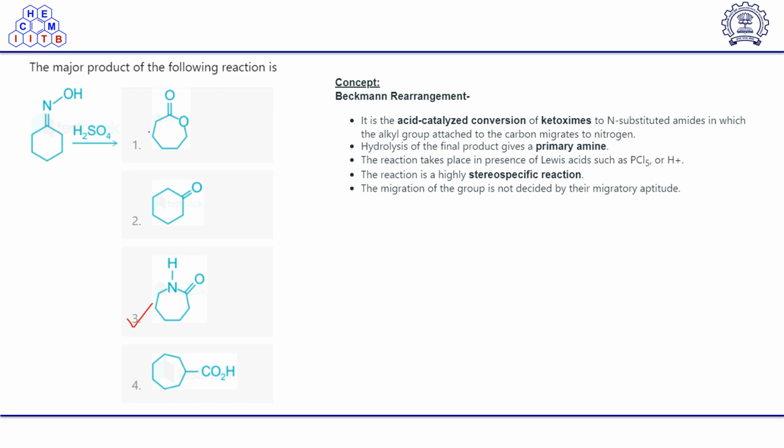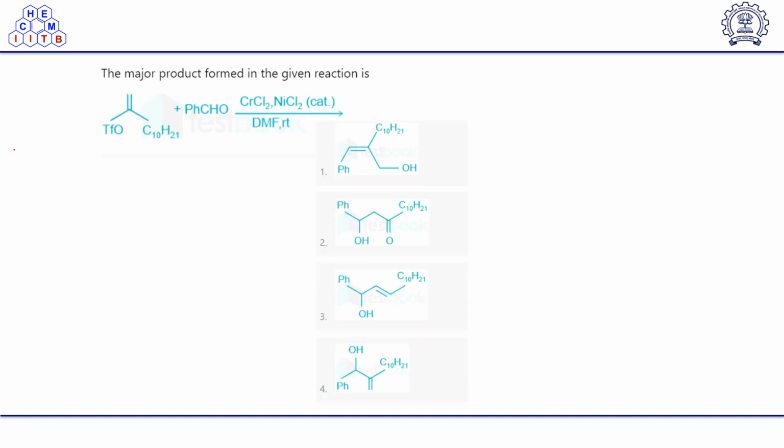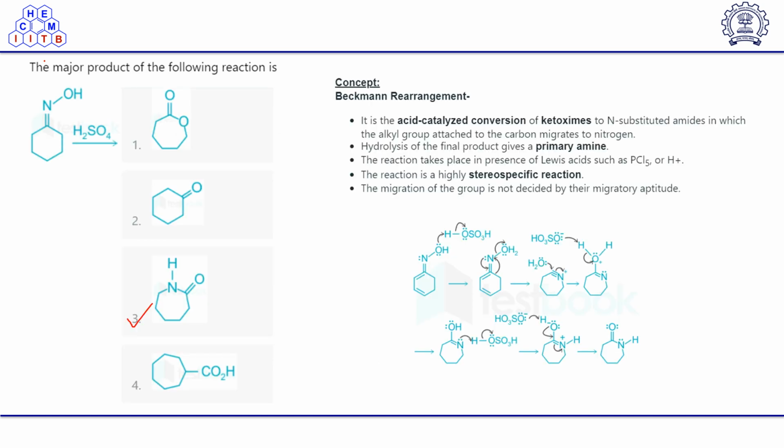So this acid catalyzed rearrangement of ketoximes to N-substituted amides, in which the alkyl group attached to the carbon migrates to the nitrogen, and the reaction takes place in the presence of Lewis acids such as PCl5 or H+. The reaction is highly stereospecific, and the migration of the group is not decided by their migratory aptitude. So this is the mechanism of that reaction.